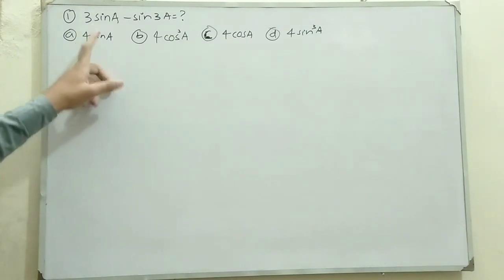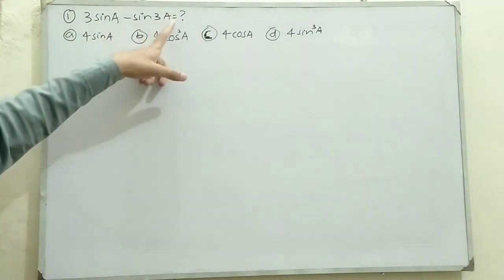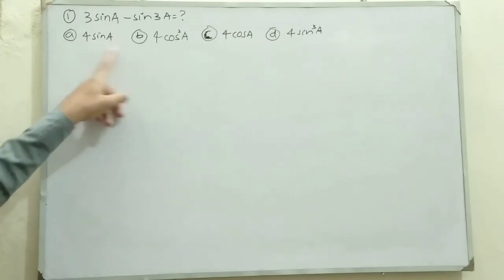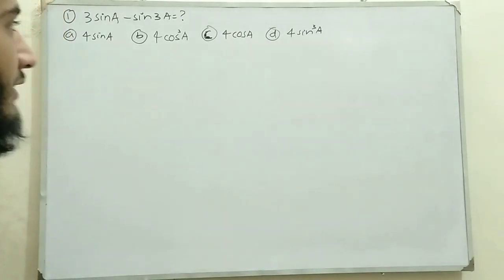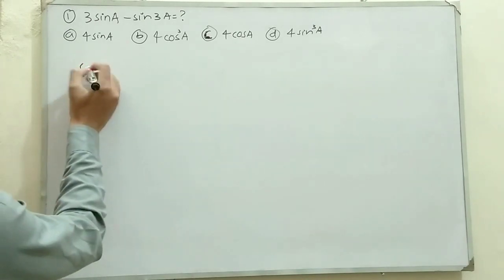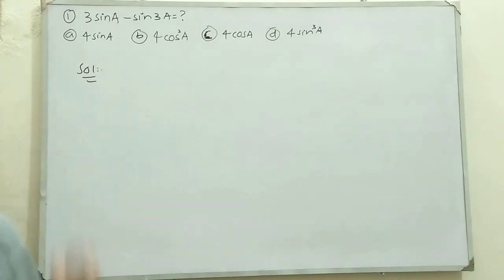It tells us to find the value of 3 sin A minus sin 3A. Option A is 4 sin A, B is 4 cos cube A, C is 4 cos A, and the last option is 4 sin cube A. So let's move towards the solution of this problem in MCQ number 1.